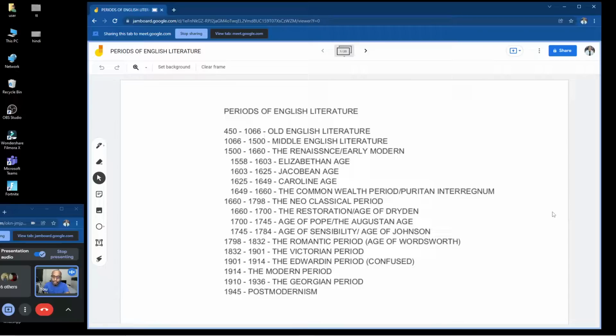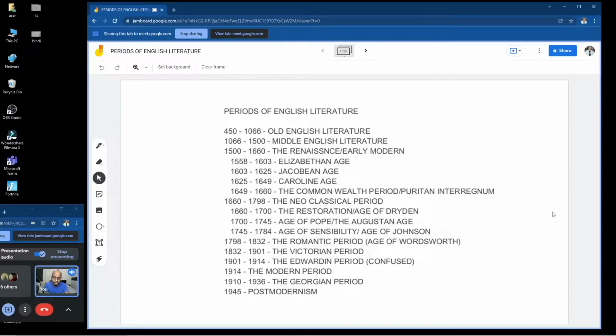Okay, so periods of English literature, or ages in English literature, basically start from 450 AD with Old English literature, which is very difficult to understand. Beowulf is the epic poem in the Old English literature. That was one of the most important epic poems in English literature. So 450 to 1066 we call the Old English period or Old English literature.